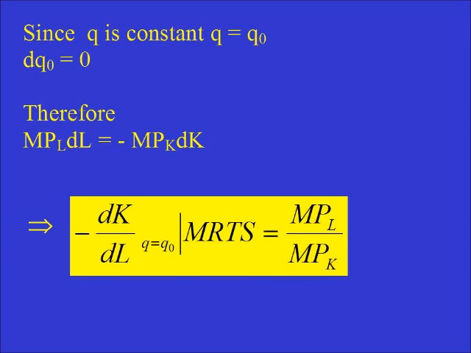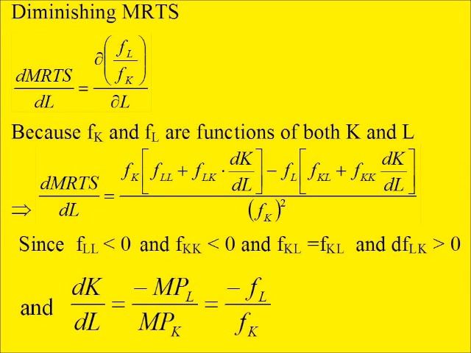I can go ahead and write the slope, therefore, dK/dL, equal to negative the marginal product of labor over the marginal product of capital. That is, the slope of the isoquant, the marginal rate of technical substitution, is equal to the ratio of the marginal product of labor and the marginal product of capital. As we saw, indifference curves were convex to the origin, and therefore the marginal rate of substitution was diminishing throughout. Well, isoquants are also convex to the origin, and therefore will have diminishing marginal rates of technical substitution.